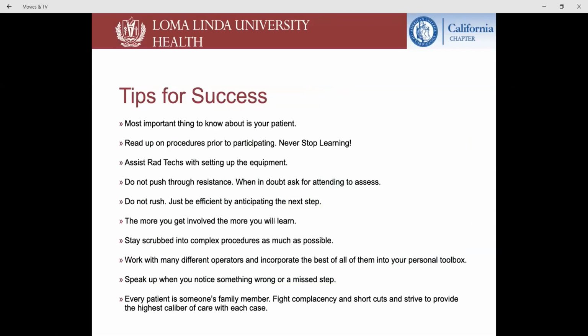So these are tips for success that I wrote down, thinking about when I was in training as well as now that I've been on the other side of it. Number 1, the most important thing to know about is your patient, like we discussed in the very beginning part of the lecture. You want to read up on the procedures prior to participating and never stop learning.